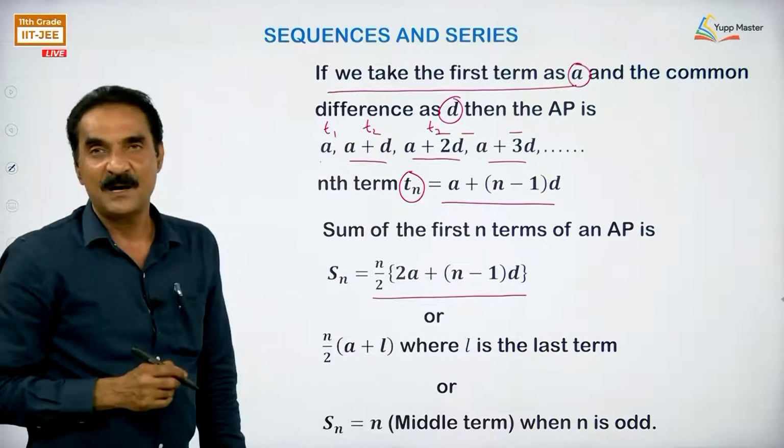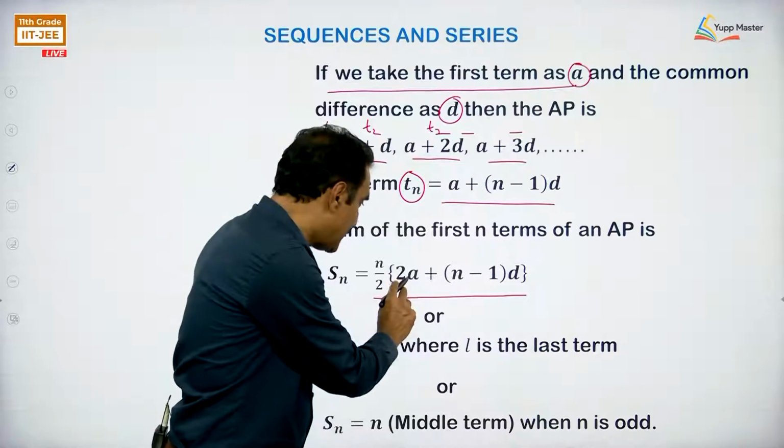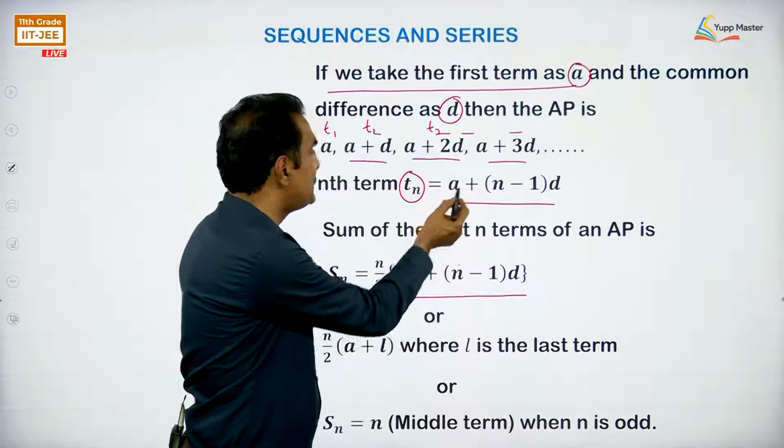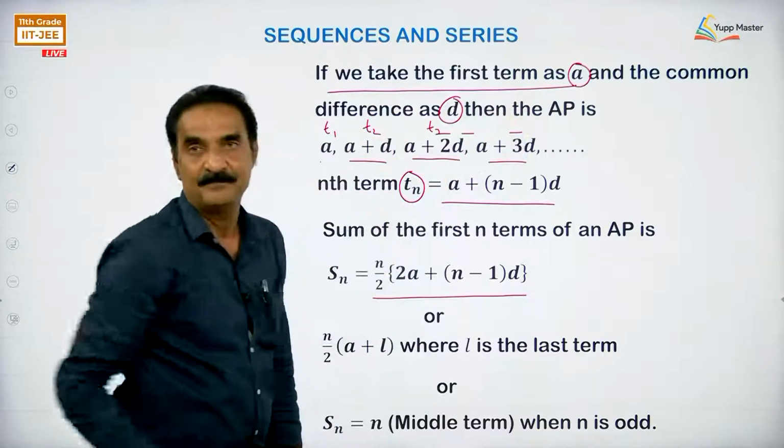Now in this formula, if you separate a here, the remaining a plus n minus 1 into d is nothing but Tn, meaning the last term.